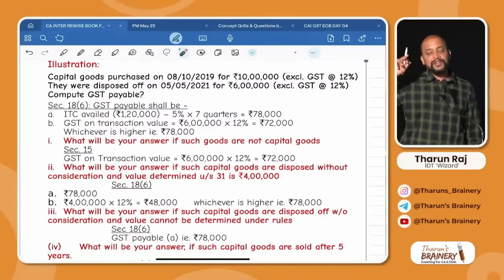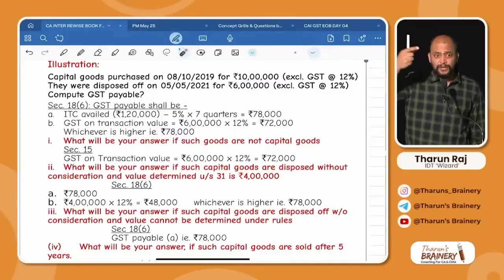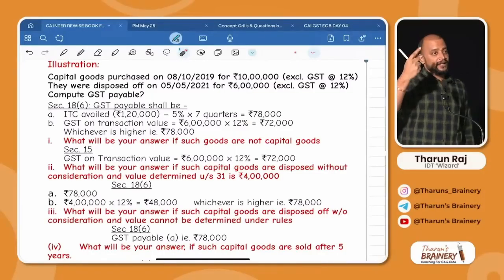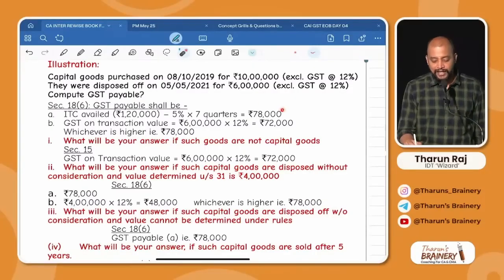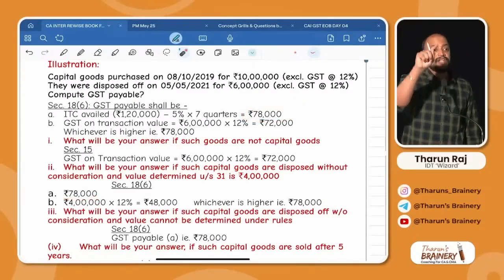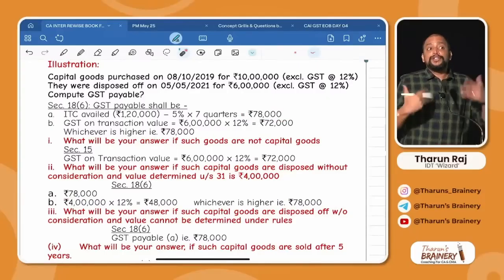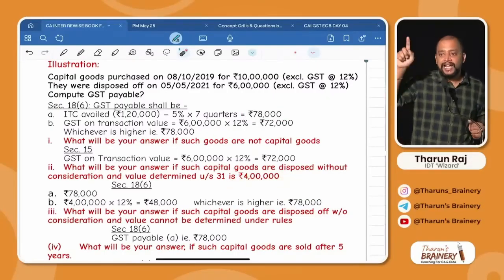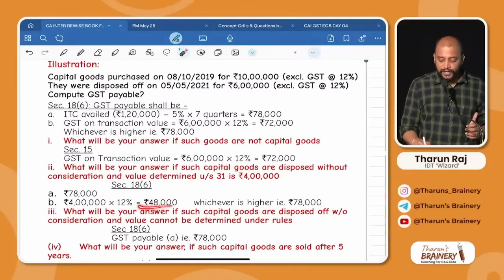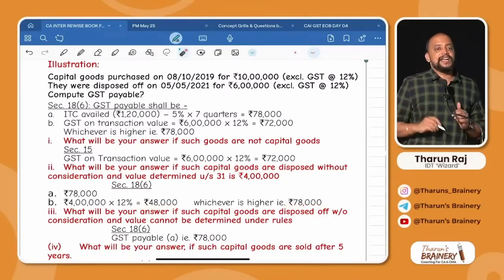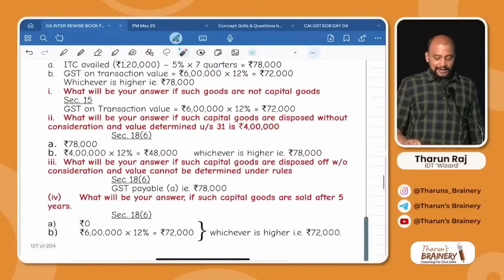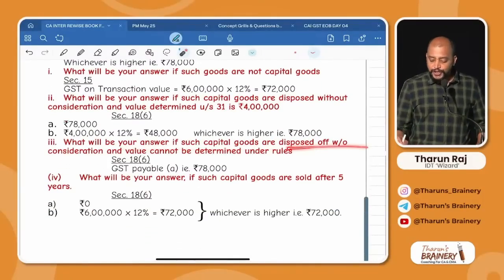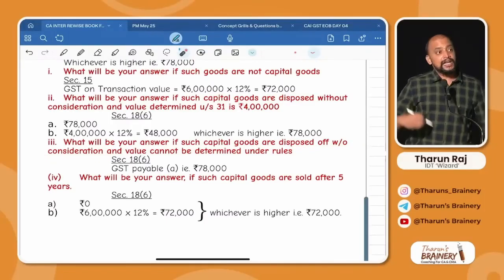So what we need to do? Same. Whether 18(6) is applicable? Yes, because it's capital goods on which ITC is availed. A, that is ITC availed minus 5% for every quarter or part thereof, 78,000, no change. B, GST on sale value. There is no sale value, so we need to determine its market value, that is 4 lakhs into 12%, that is 48,000. Whichever is higher will be 78,000. Understood?